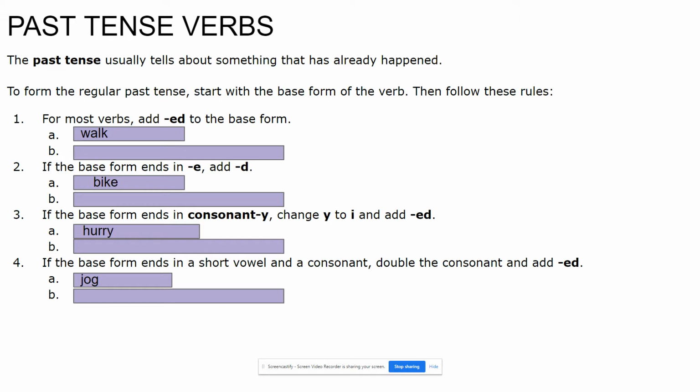So, to form regular past tense verbs, you're going to start with the base form of the verb. When we talk about base form, you can see some examples. 1A is walk, 2A is bike, 3A hurry, and 4A jog. There are specific rules for different types of these base forms of the verb.